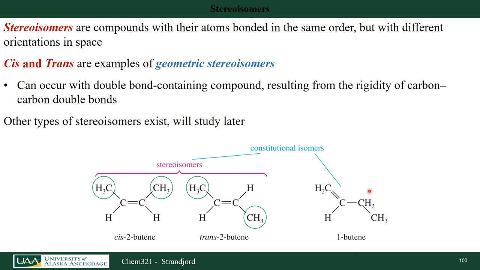There is a constitutional isomer of cis and trans-2-butene, where in this case, I have my double bond out here between carbon number 1 and carbon number 2. I still have the same molecular formula as I do for these two molecules, but my bonding is different. I have a double bond between different carbons here. So 1-butene is a constitutional isomer of trans-2-butene, and it is a constitutional isomer of cis-2-butene.